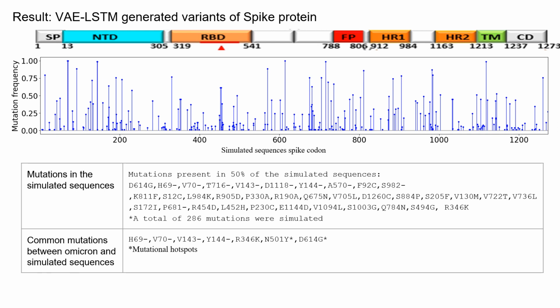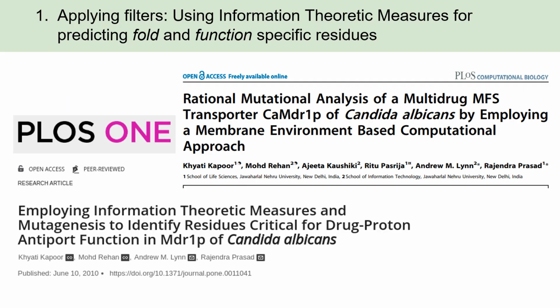So we can see that a total of 286 mutations were simulated, and the common mutations between Omicron and the simulated sequences were also picked out. Particularly, our model was able to identify the mutational hotspot sites as well. Then we wanted to apply some sort of filters which can help us in identifying significant sites.